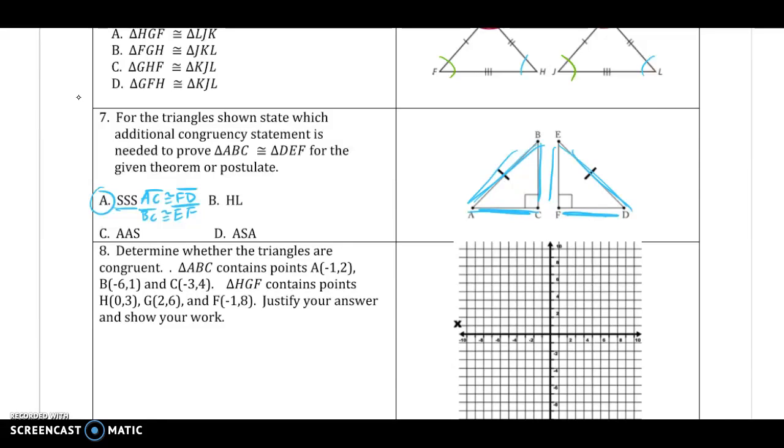And let's say I wanted part D, which is angle, side, angle. So let's erase all of this. I already know this angle here, and I know this one here. So I could say that BC is congruent to EF, and AC and FD.